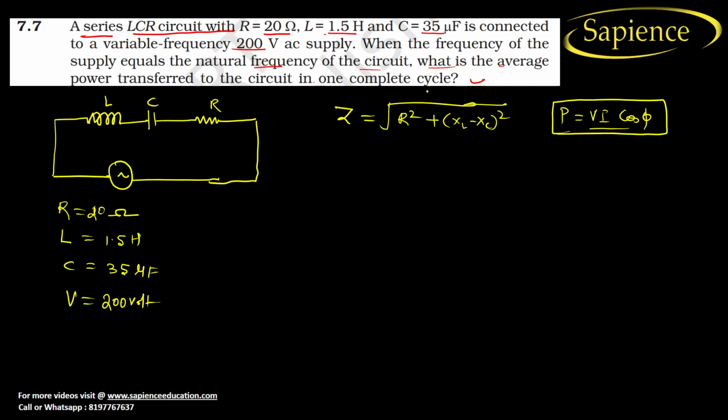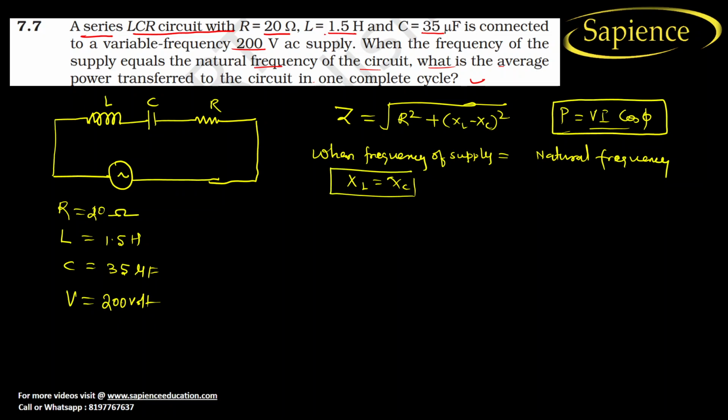Now what they are asking: when the frequency of the supply is equal to the natural frequency. We know that whenever the frequency of supply is equal to the natural frequency, then we can say that XL is equal to XC. I hope you have remembered this one, right? This is a part of the derivation. So XL is equal to XC.